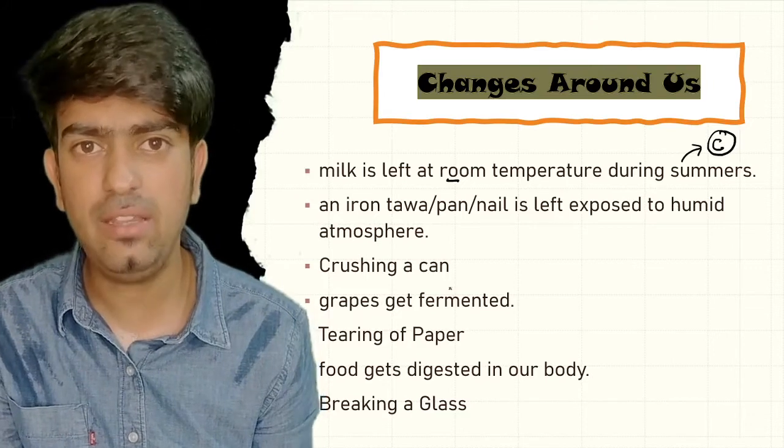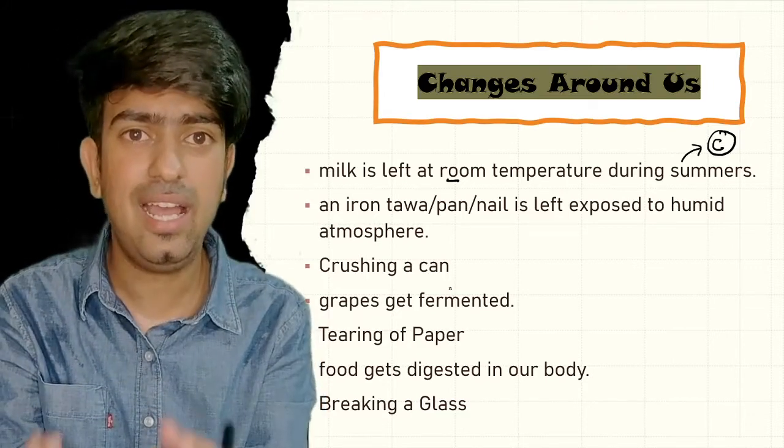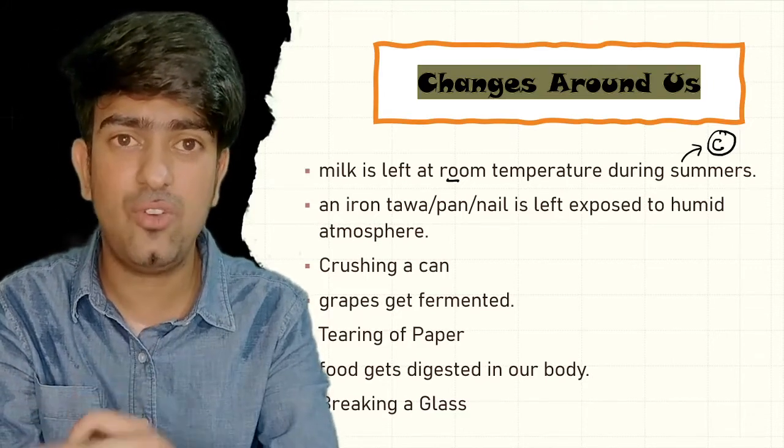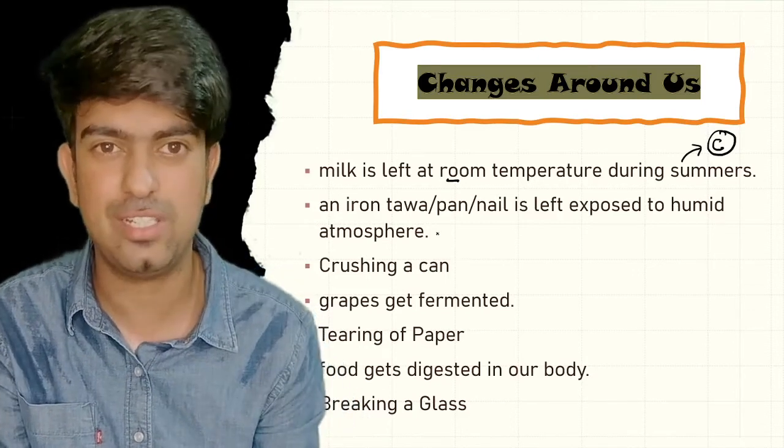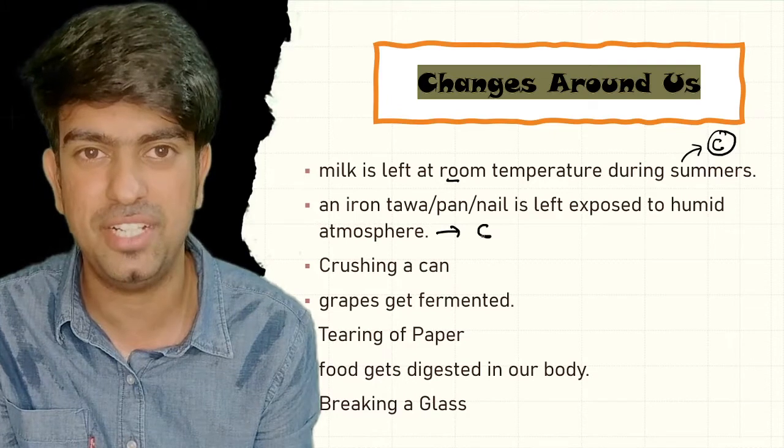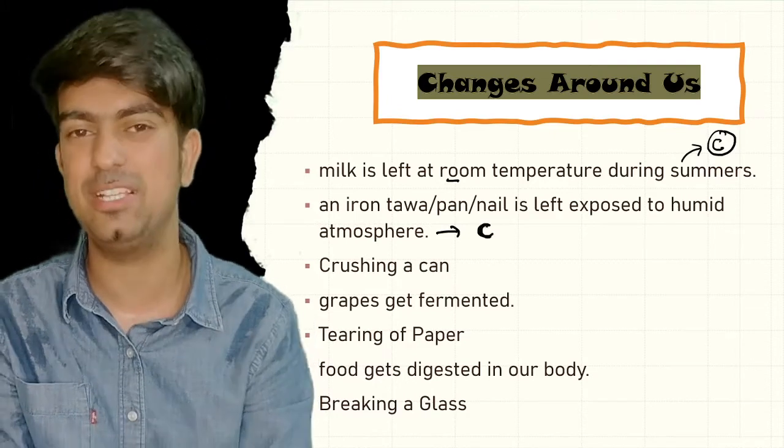Again, आयरन तवा में क्या हो रहा है? In iron tawa there is a deposition, there is a formation of a layer of iron oxide. So obviously this will be considered as a chemical change.